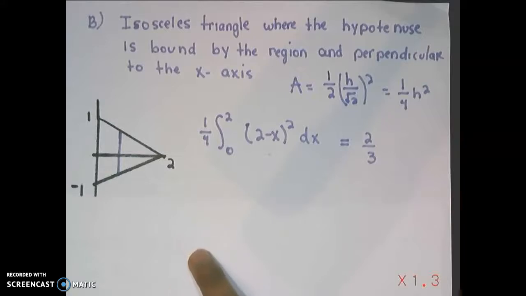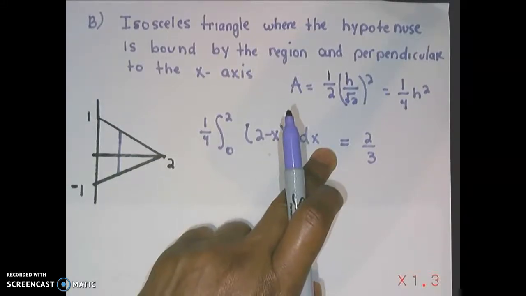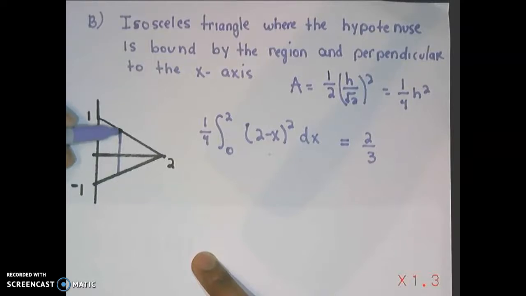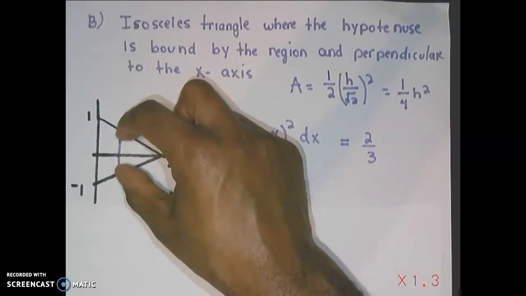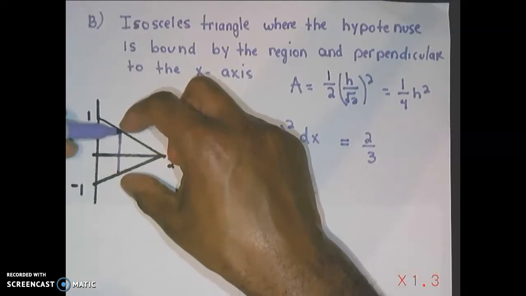So let's look here. This time it is perpendicular to the x-axis, so we know we're going to have to do dx. In this case, we're going to have our top function minus our bottom function. So that's going to be our base. This is what the hypotenuse is going to be. So my hypotenuse is going to be this length right here.